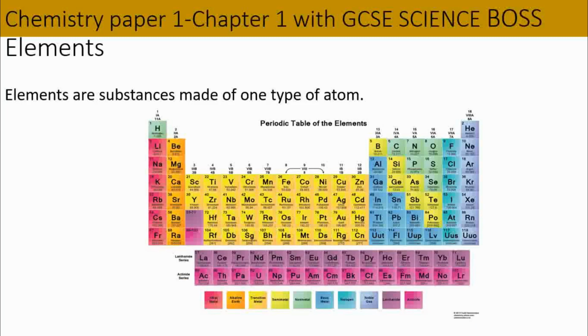And when you think of elements, you must think of those substances which are found in the periodic table. And you can see a diagram of the periodic table here. All right, so once you're doing chemistry, you know that you definitely know about the periodic table. So an element is defined as a substance made up of one type of atom only.